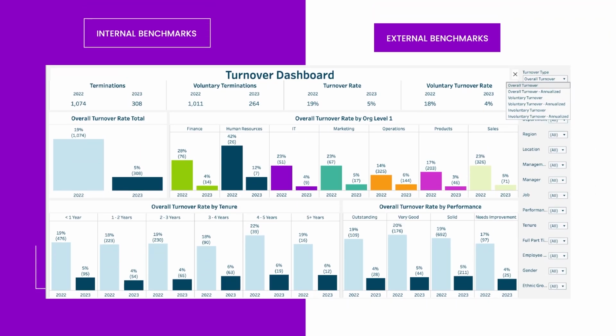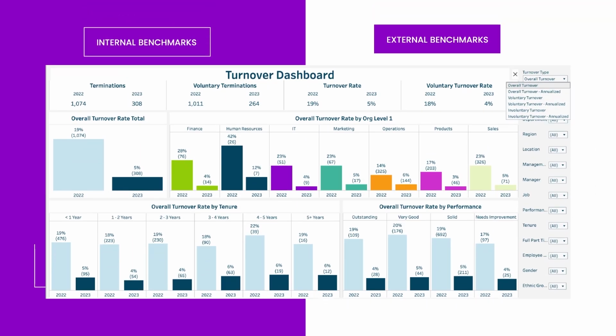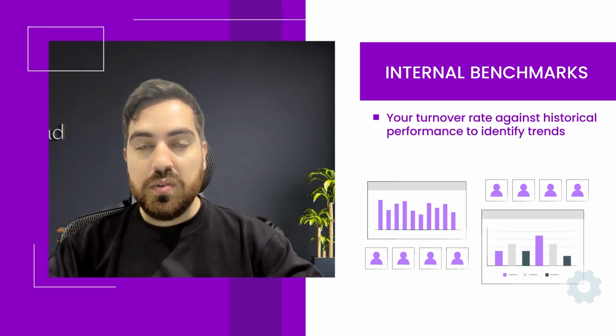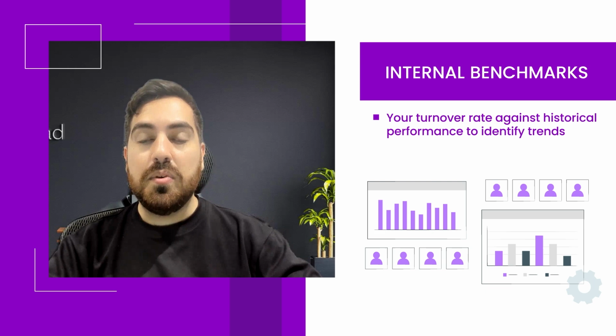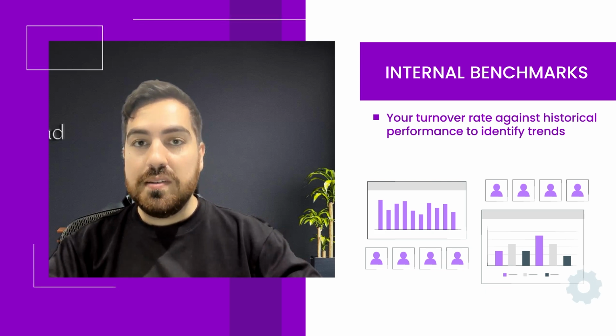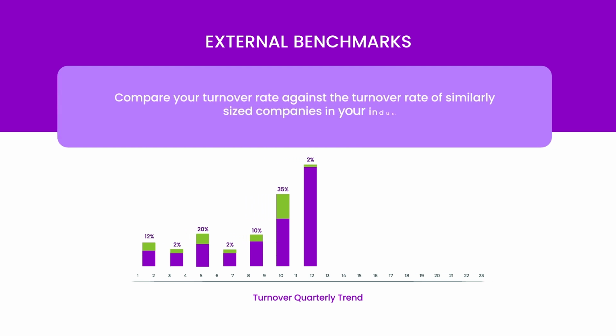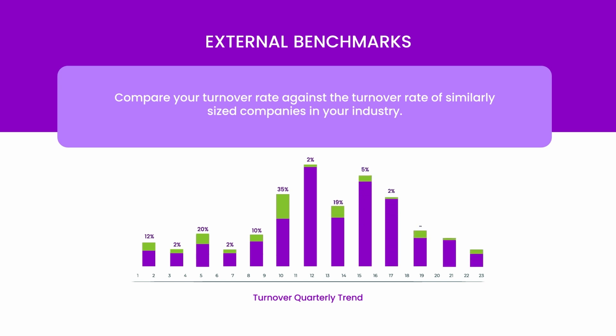Now, to know whether your turnover rate is too high, it is crucial that you compare against internal and or external benchmarks. So with internal benchmarks, what you're essentially doing is comparing your turnover rate against historical performance to identify trends. With external benchmarks, you compare your turnover rate against the turnover rate of similarly sized companies in your industry. Anything that is higher than what is considered normal or average for your industry should be a cause for concern.